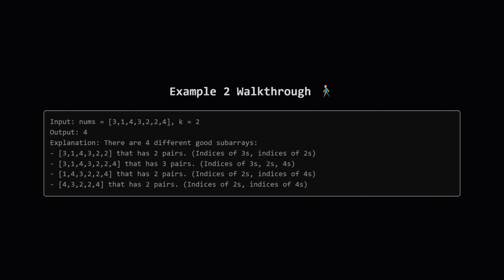The explanation lists 4 good subarrays. Notice that 3, 1, 4, 3, 2, 2, 4 is also good. It has pairs for the 3s, the 2s, and the 4s, so 3 pairs total. We just need at least k pairs.